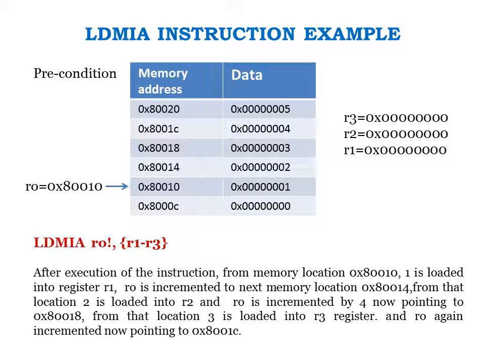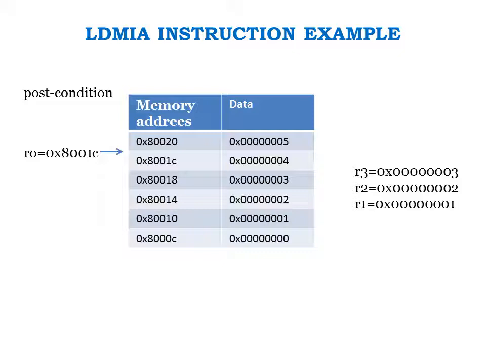Again IA is used, which means the base address register, that is R0, will be incremented by 4. Now it is pointing to 80018. From that location 3 is copied into the register R3. The exclamation mark indicates the address is updated after the execution of the instruction. When all the data is loaded into the set of registers, the arrow is now pointing to memory location 8001C. This is what you can see in the post condition. Whatever I have explained is shown in this memory block diagram.